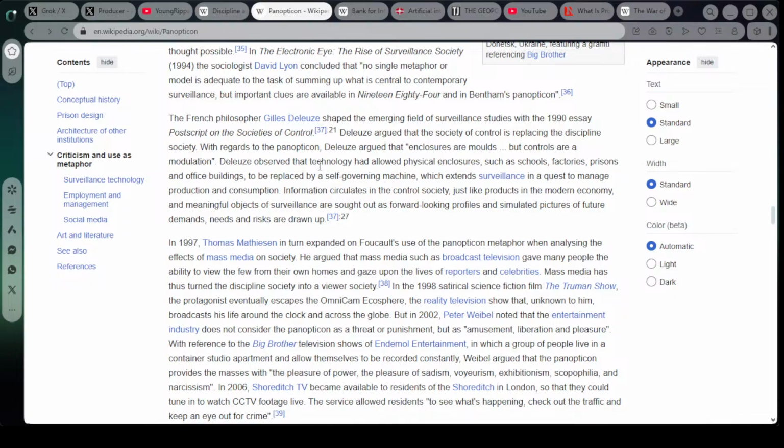Deleuze observed that technology had allowed physical enclosures such as schools, factories, prisons, and office buildings to be replaced by a self-governing machine, which extends surveillance in a quest to manage production and consumption. Information circulates in the control society, just like products in the modern economy, and meaningful objects of surveillance are sought out as forward-looking profiles and simulated pictures of future demands. Needs and risks are drawn up.